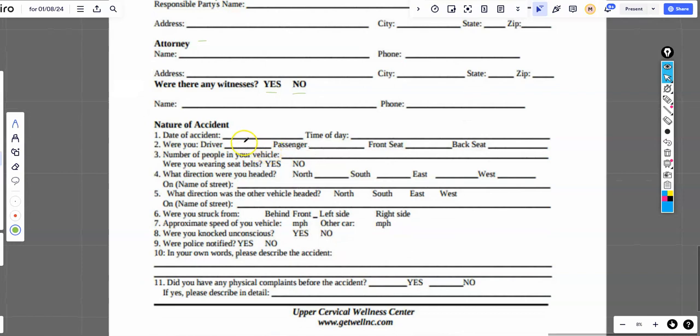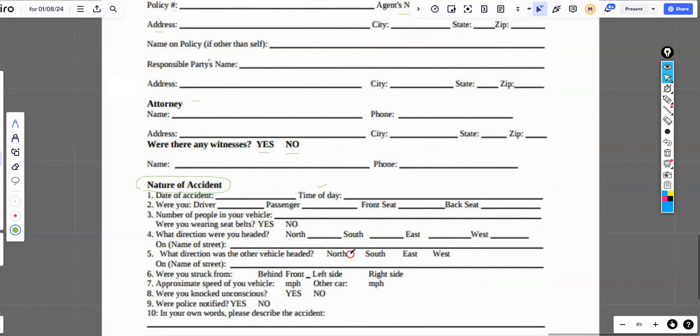Nature of accident. Now this is very important since we're talking about torts and personal injury. You do need to know the nature of the accident. What was the exact date of the accident? The time of day? These are questions that your client needs to actually sit down and think about. So remember, always give these to your client in advance, before you initially meet with them, so they can have the proper time to fill these out.